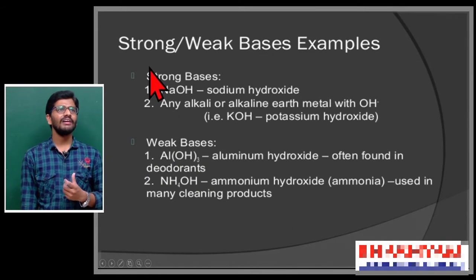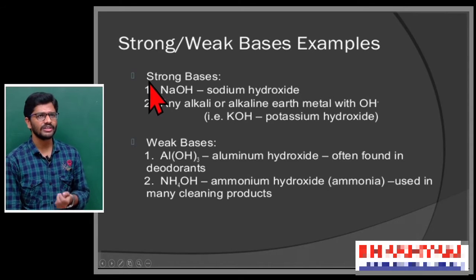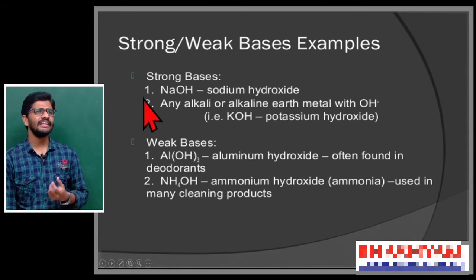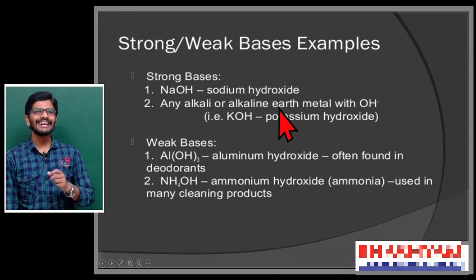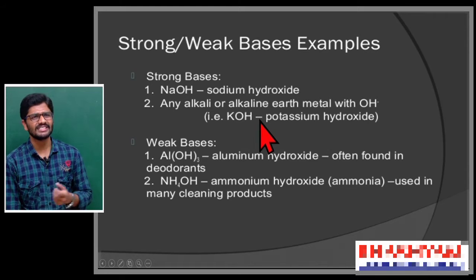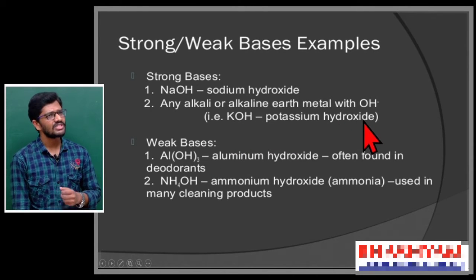Okay. Now, strong or weak bases. Strong bases. Examples: NaOH, sodium hydroxide. Second, any alkali or alkaline earth metal with OH minus. Example: potassium hydroxide. These are the strong bases. NaOH and KOH are strong bases.